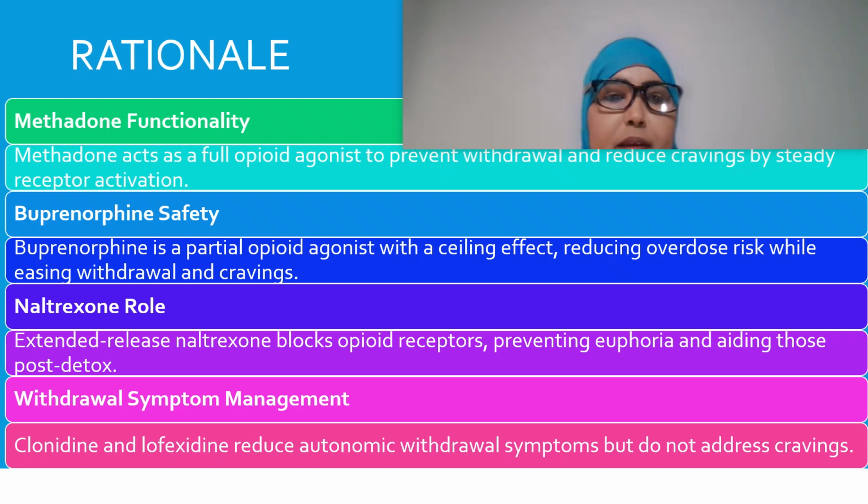Methadone acts as a full opioid agonist to prevent withdrawal and reduce craving by steady receptor activation. Buprenorphine safety. Buprenorphine is a partial opioid agonist with a ceiling effect, reducing overdose risk while easing withdrawal and craving.